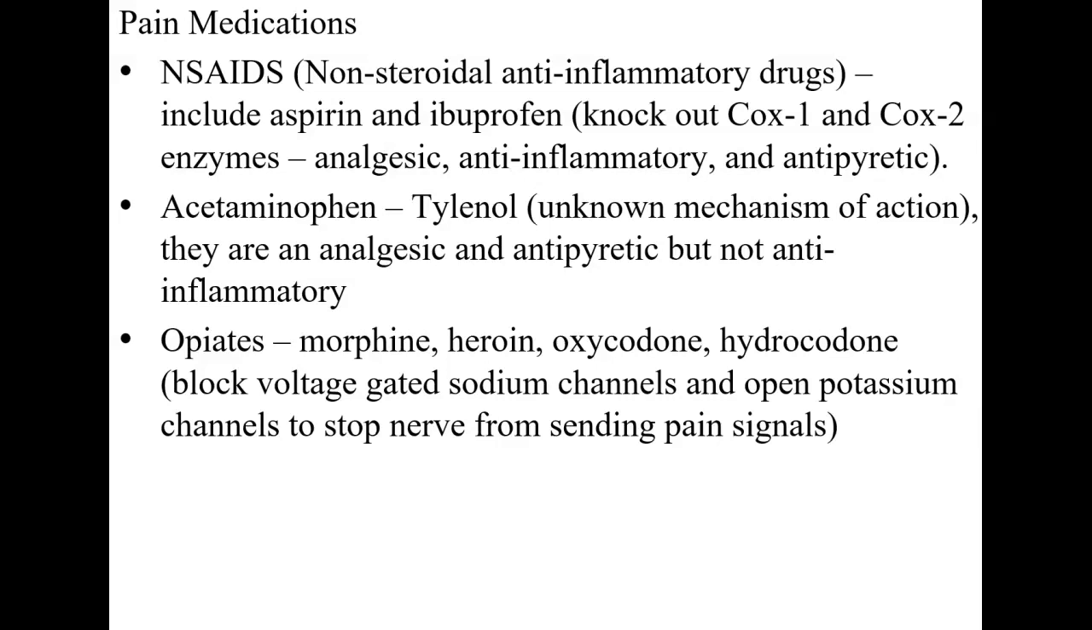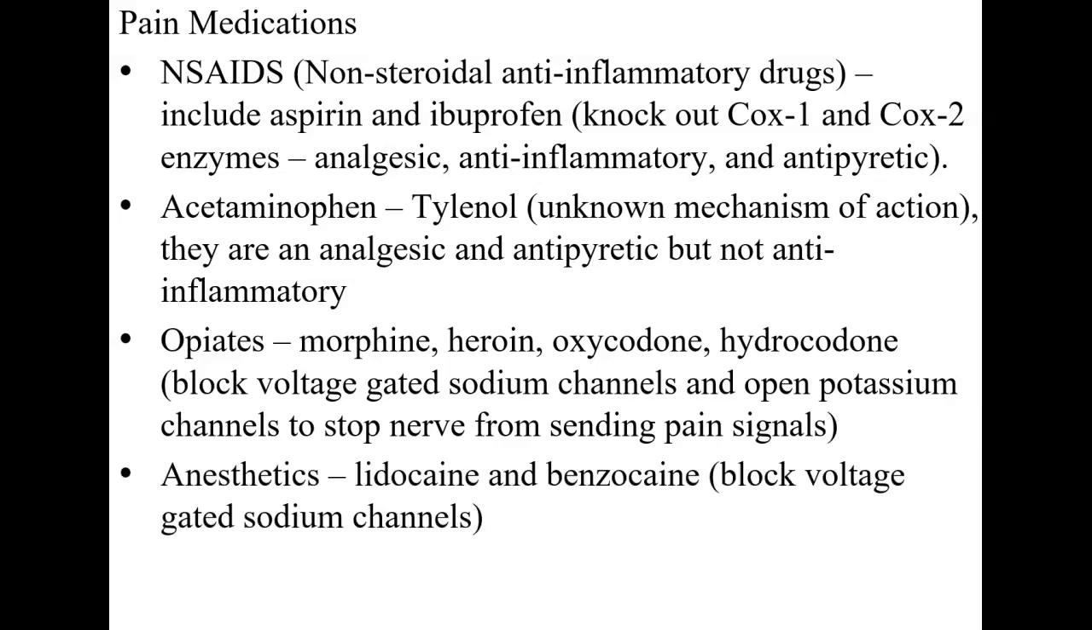But these are going to block voltage-gated sodium channels. If you block a voltage-gated sodium channel, a nerve cell can't send information about pain. It also opens up potassium channels. When you open up the potassium channels, that leaks out potassium, which decreases the resting membrane potential. And if you do that, then it's unlikely that a nerve cell will be able to send a signal of pain to the brain. So opiates are a more powerful type of pain medication compared to the NSAIDs and the acetaminophen.